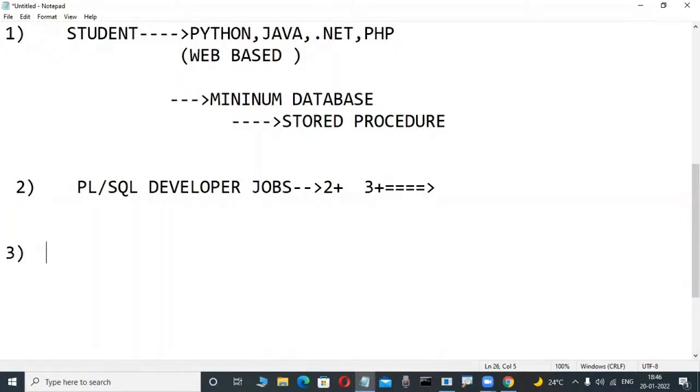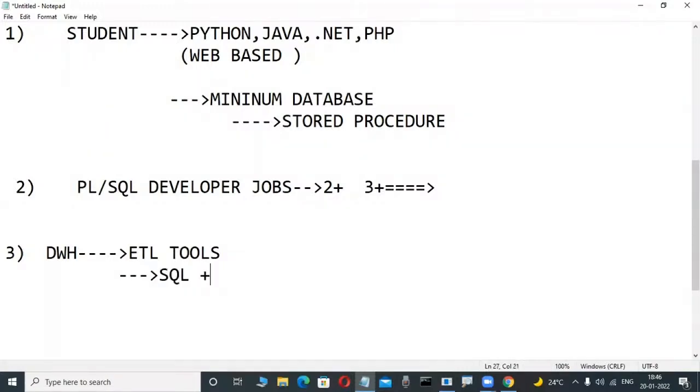What is that? Data warehousing technologies are there. In that, ETL programmers and reporting programmers are there. Extraction, transformation, and loading, ETL tools are there. These persons need a little bit of SQL knowledge. PLSQL is not required, only SQL knowledge.